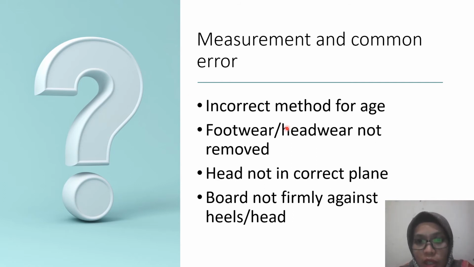Second is footwear or headwear not removed. We often see this because the baby is crying, fussy, and makes the enumerator forget to take it off. Third, head not in correct plane, and the board not firmly against heel or head.